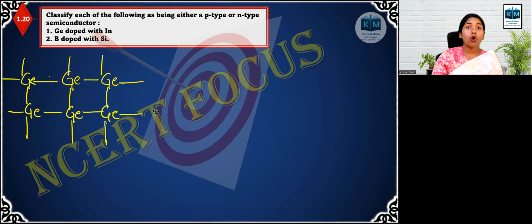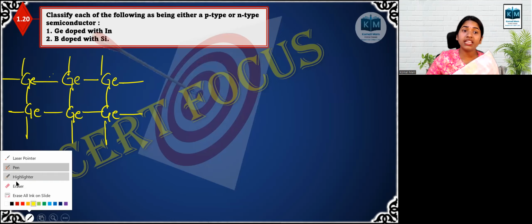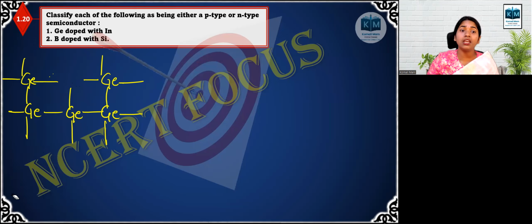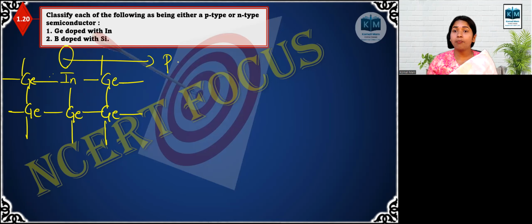Now what you have to do is, in this germanium place, you are doping with indium. Germanium is doped with indium, so remove one germanium and put indium. But indium has only 3 electrons in the valency shell. This place will remain vacant, so positive holes will be present. So these are called P-type semiconductors.